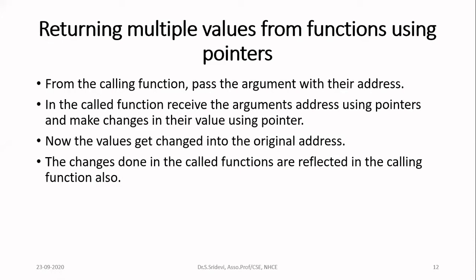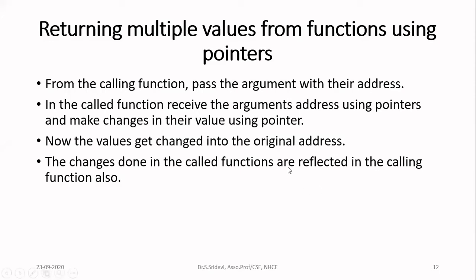Okay, so by this way, you can indirectly return more than one value from the function. How I am returning is, I am doing all the changes in the address itself. Since I am doing all the changes in the address itself, wherever I am accessing the address, I'll be getting all the changes done there. So it is a way of returning multiple answers to the calling function.